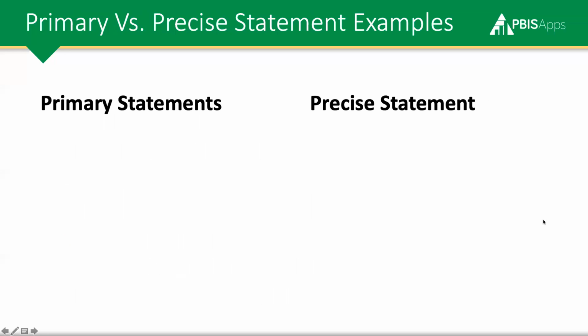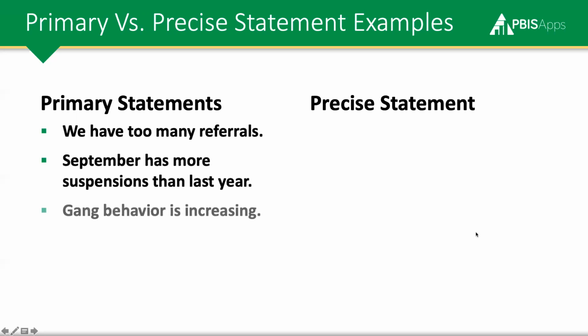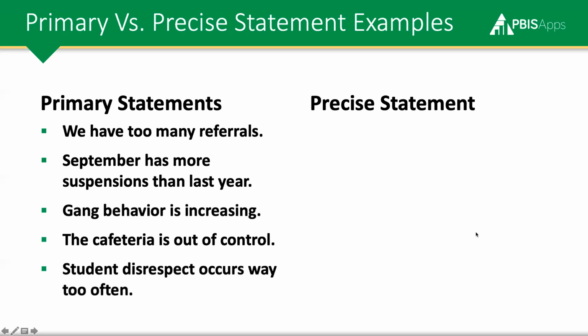So we want to go from primary to precise. So from primary problem statements to precision statements. Here are some primary statements, okay? I'll go ahead and put these up. We'll take a look at them so you can see. We have too many referrals. Gang behavior is increasing. The cafeteria is out of control. Student disrespect occurs way too often in the school. We have some really disrespectful students. Those all may be true. We are all kind of thinking that same thing, but we need to get more precise. It's just too tough to develop action plans around very primary, broad, global statements.